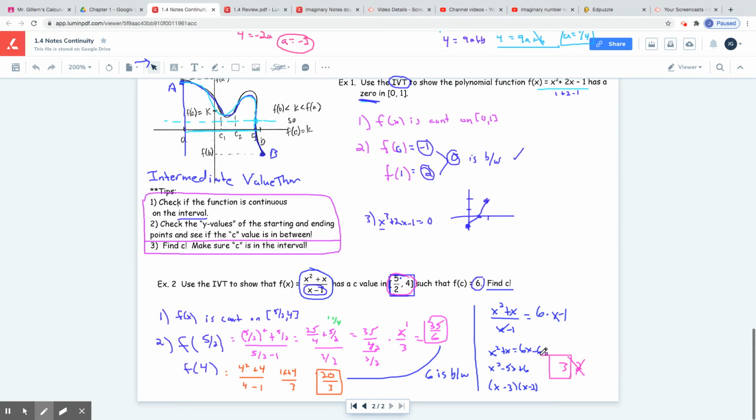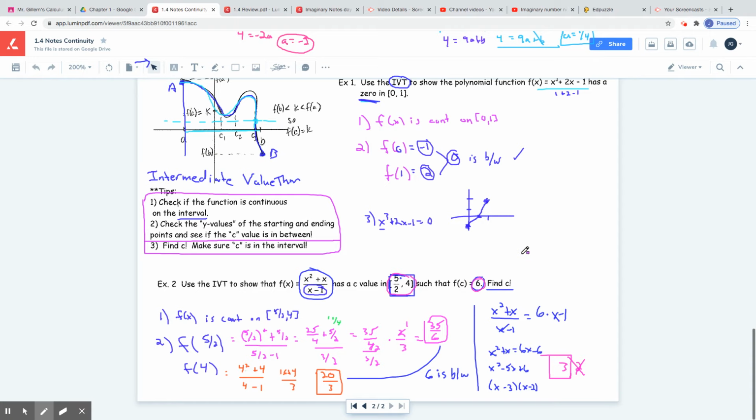All right. So just to recap, we first checked that the function is continuous on the interval. We then plug in the two endpoints and check to see if the value that we're trying to check is in between those two y values. If it is, then we set the function equal to that y value, solve, and make sure our final answer is on the interval. All right. So that wraps up continuity.